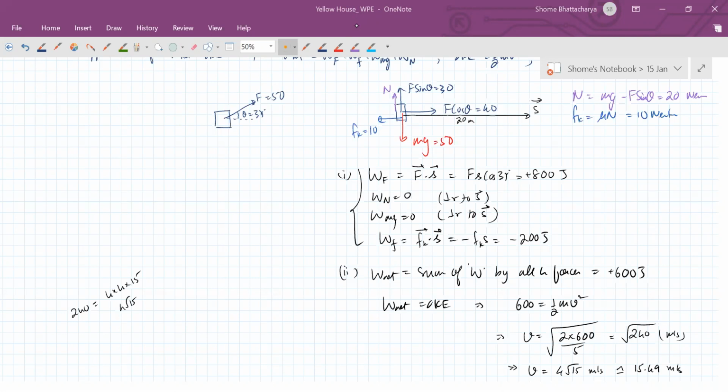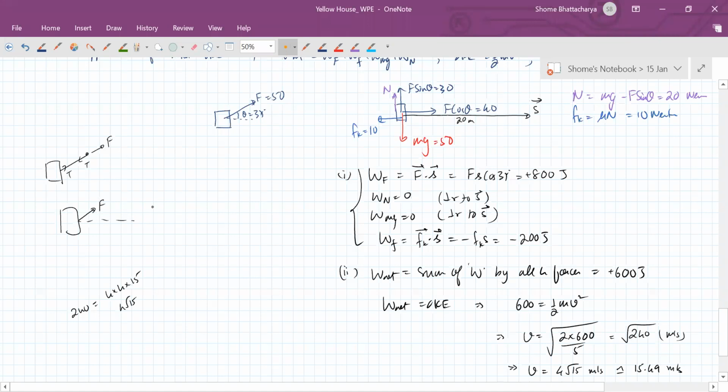Yeah, it can be pulled by a string, it can be directly pulled also. That doesn't matter. Maybe there is a thread attached like this, and we are pulling the thread with that force. So that is creating the tension. It can be like that also, or we can be directly applying the force as an external agent at that point.